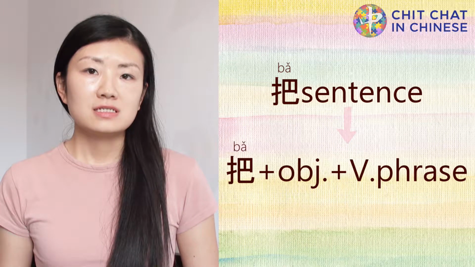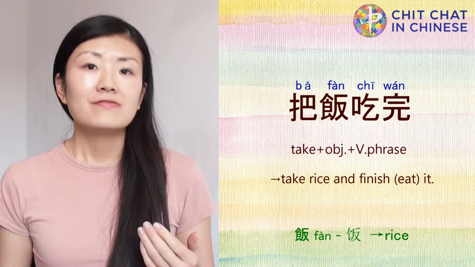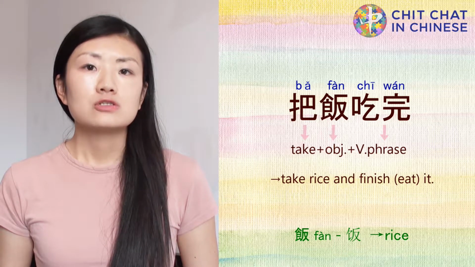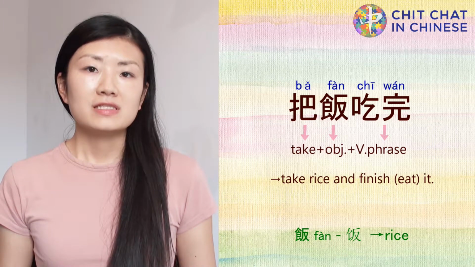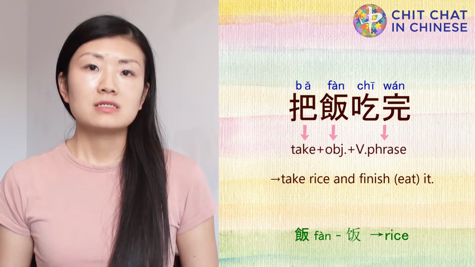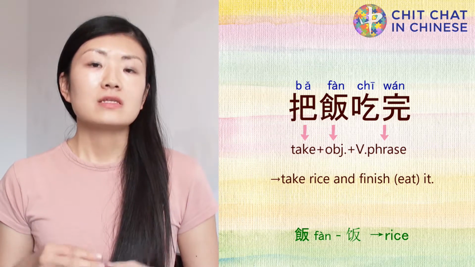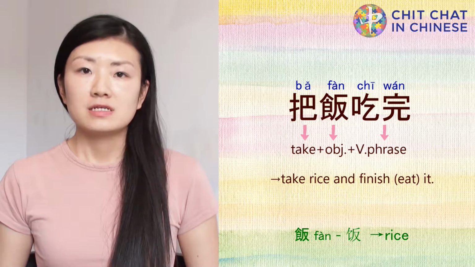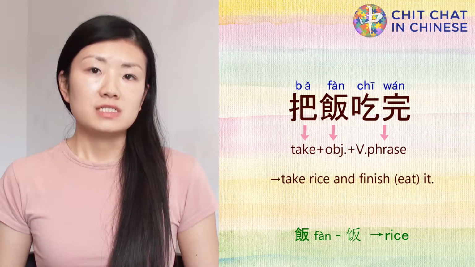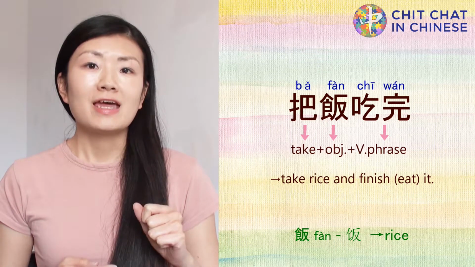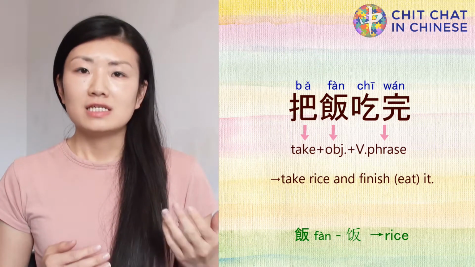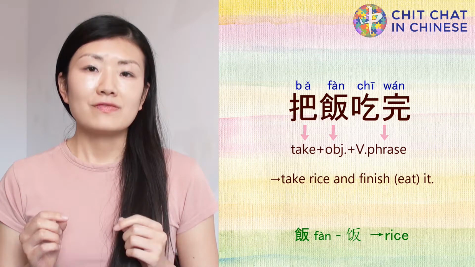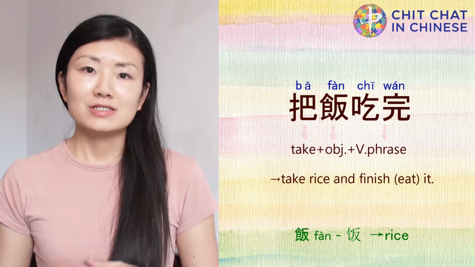Look at the Chinese sentence. 把饭吃完。饭 rice, which is the object. So 把饭吃完, 吃完 is a verb phrase. 把饭吃完 means take the rice and finish it, or take the rice and eat it. And this is the closest definition I can give you in English.